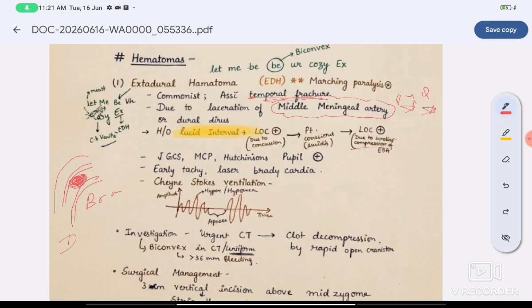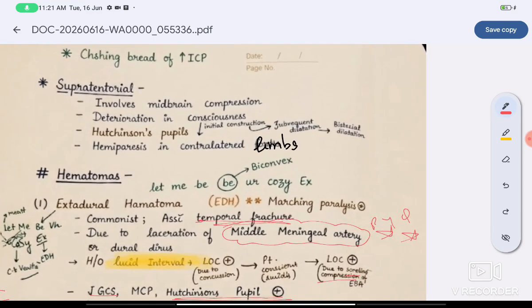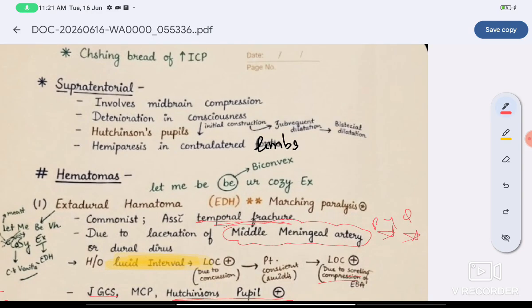Then there is decreased GCS. There is presence of Hutchinson's pupil. Okay. So what is Hutchinson's pupil? It means that initially there is pupillary constriction. Then there is dilatation. Then there is bilateral dilatation. So this is known as Hutchinson's pupil.